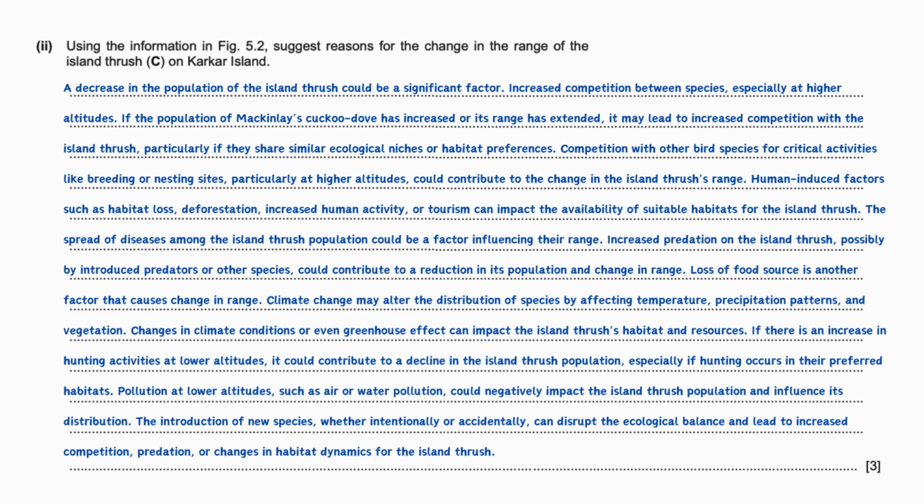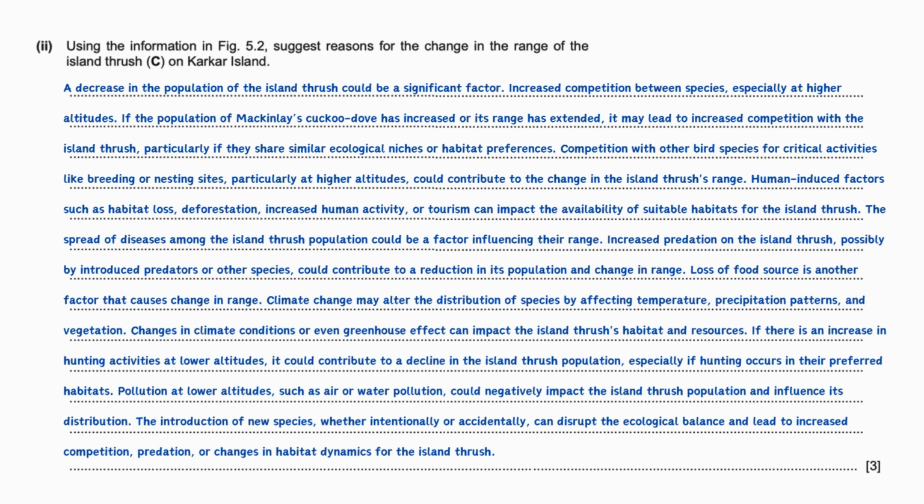Increased predation on the island thrush, possibly by introduced predators or other species, could contribute to a reduction in its population and change in range. Loss of food source is another factor that causes change in range. Climate change may alter the distribution of species by affecting temperature, precipitation patterns, and vegetation. Changes in climate conditions or even greenhouse effect can impact the island thrush's habitat and resources.